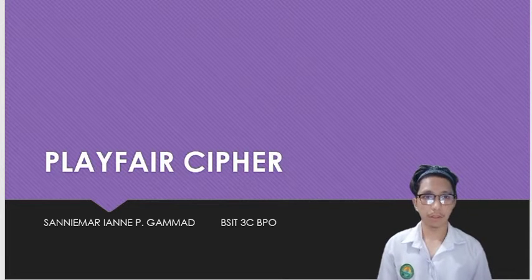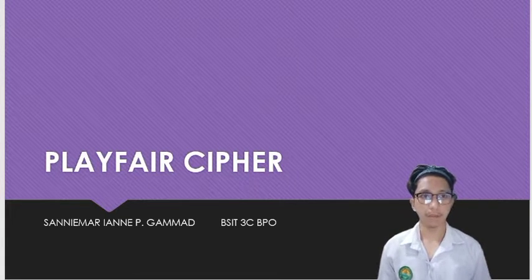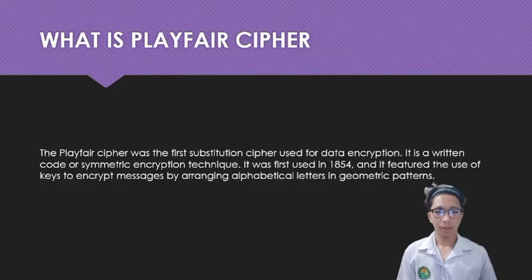So in this video, we will talk about the Playfair Cipher. So what is the Playfair Cipher? The Playfair Cipher is the first substitution cipher used for data encryption. It is a written code of symmetric encryption technique. It was first used in 1854.